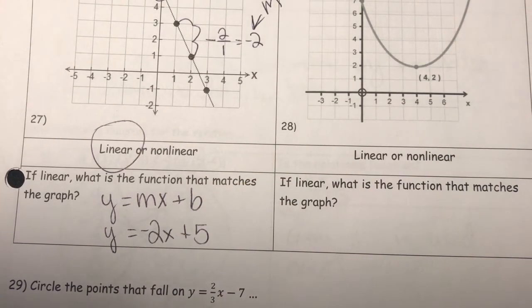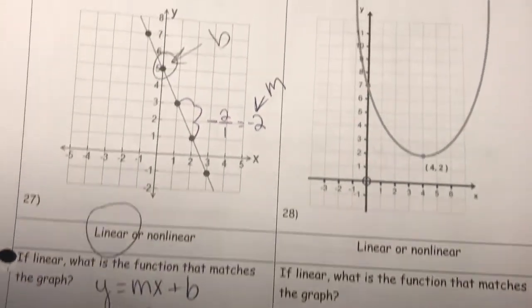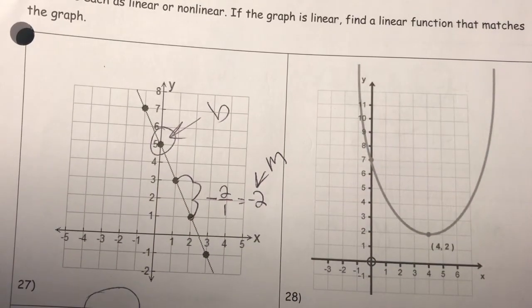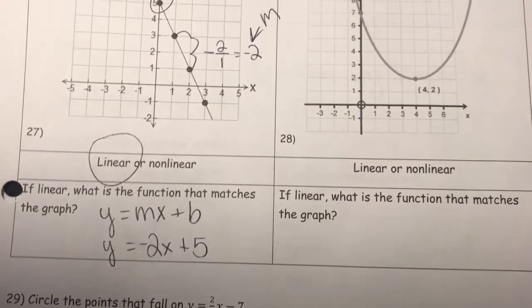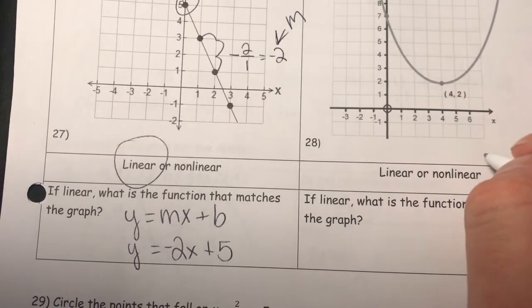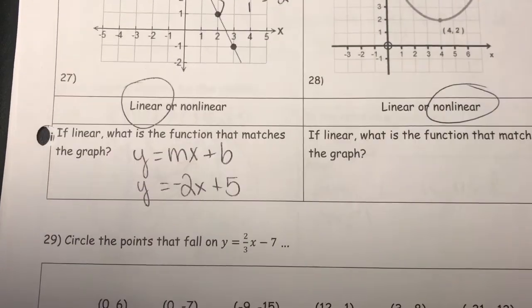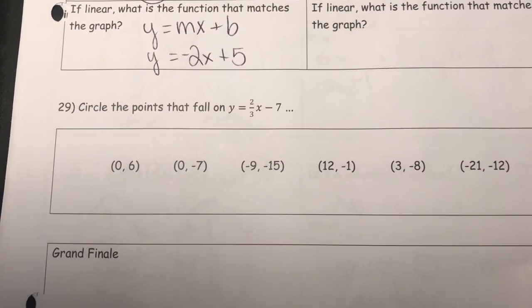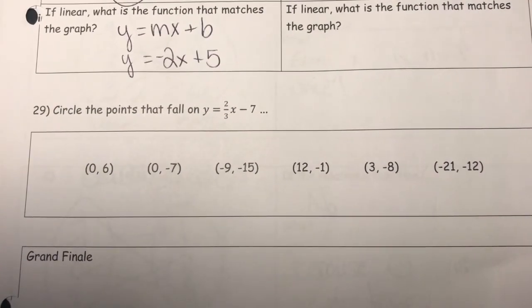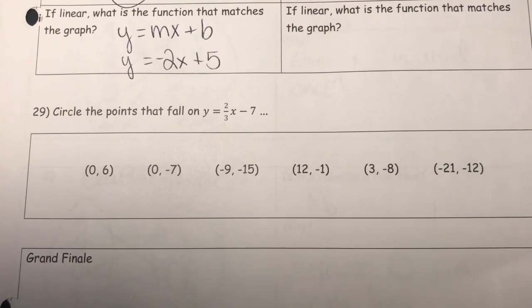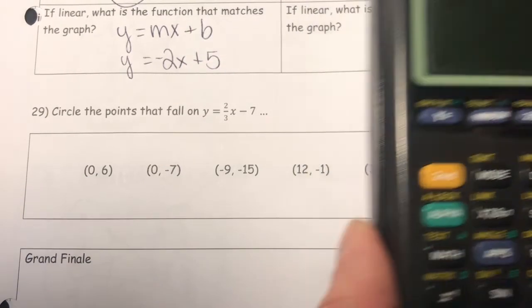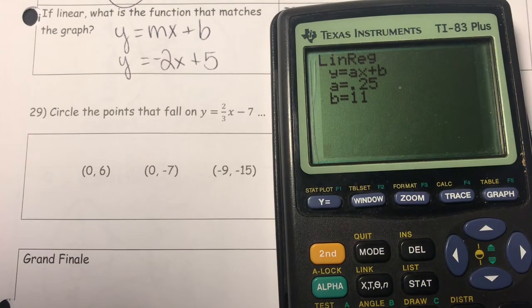I'm just going to do 28 because remember the directions were describe each as linear or nonlinear. If it's linear, find the linear function. Well, that's not linear. And since it's not linear, I don't have to do anything. So problem 29, this is what you're going to do. Problem 29, we'll just do 29 together super quick.